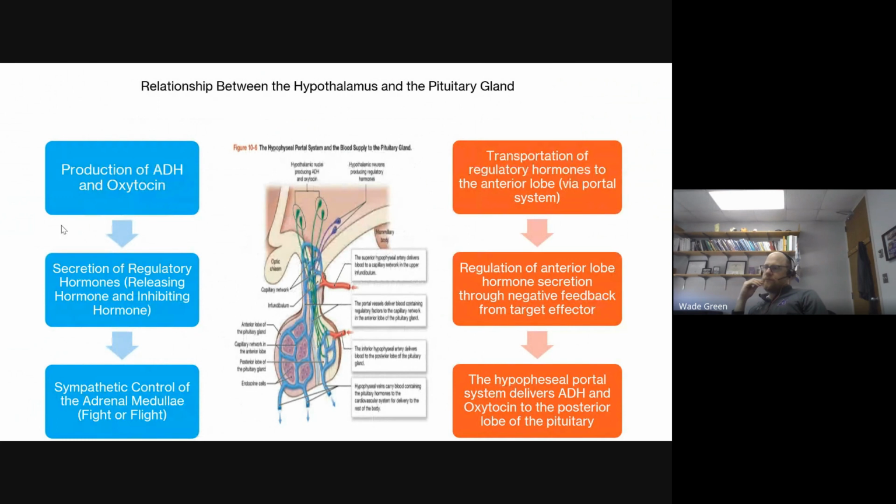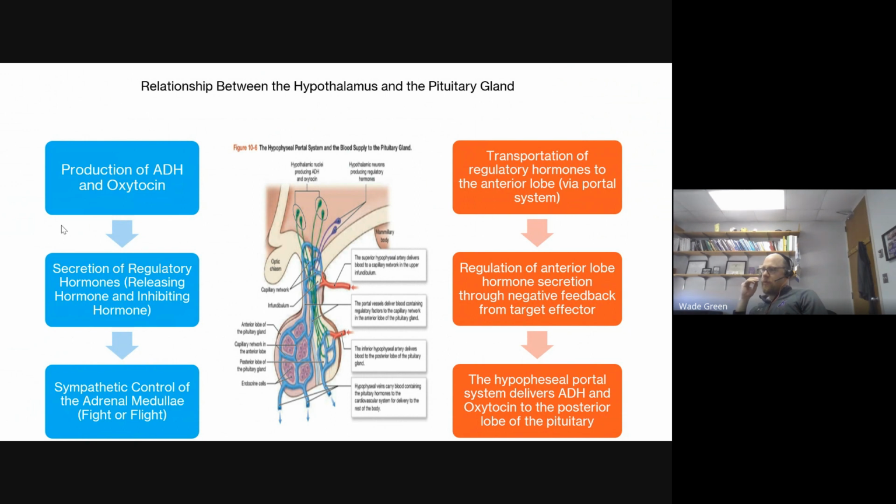So when we look at the relationship between the anterior and posterior lobe of the pituitary, we know that, as we just said, the anterior pituitary is going to secrete the vast majority of our target hormones to target tissues via paracrine secretion. Then there is the production of ADH and oxytocin, secretion of regulatory hormones like releasing hormone and inhibiting hormone, and we'll also have sympathetic control of our adrenal glands, with our fight or flight response.